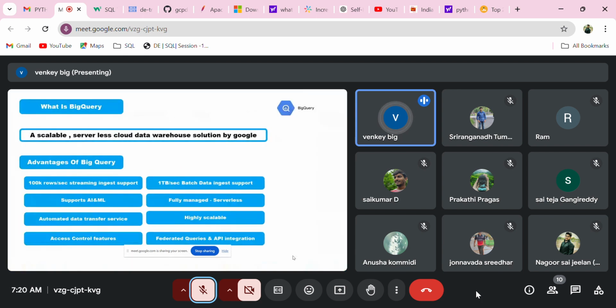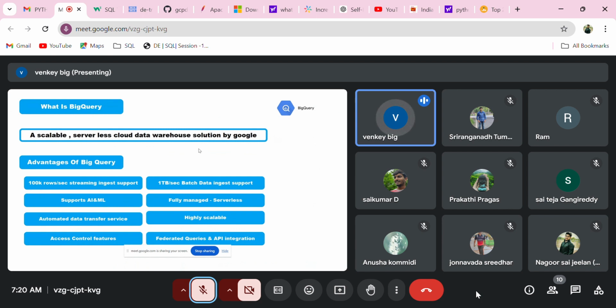So what is BigQuery? BigQuery is a scalable serverless cloud data warehouse solution by Google. Its advantages and features: it has very strong streaming ingest support, and very strong batch data ingest or bulk loading support, and it supports AI/ML. BigQuery has internal functionality for ML models, and it is fully managed and serverless. We have discussed in detail what serverless is and how it works.